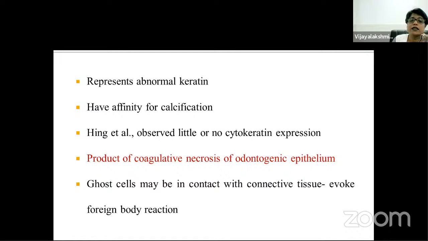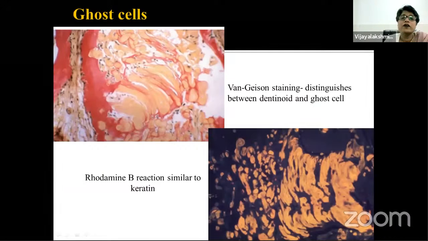Hing et al. observed that little or no cytokeratin expression is present in these ghost cells, but finally they said that it could be a product of coagulative necrosis of odontogenic epithelium, which can occur due to ischemic changes in the odontogenic epithelium. When ghost cells were stained to rule out a connective tissue origin and confirm an epithelial origin, the Van Gieson stain showed a distinction between ghost cells and the dentinoid laid down below the epithelium, suggesting that it is not a connective tissue origin. When rhodamine B reaction was carried out for these ghost cells, they appeared similar to keratin on fluorescent imaging.